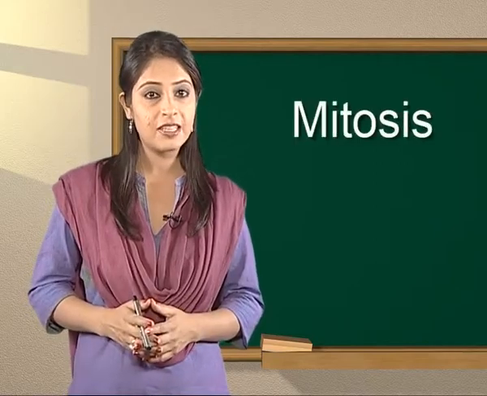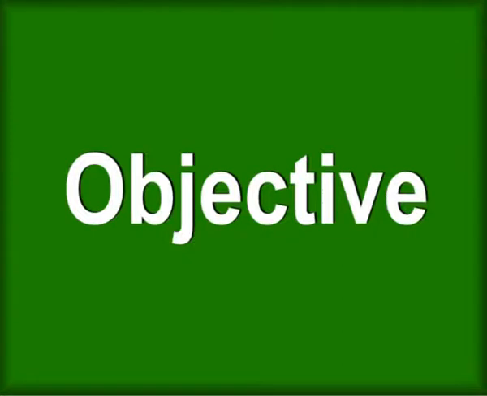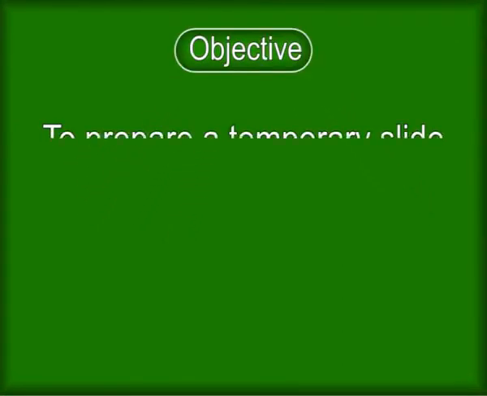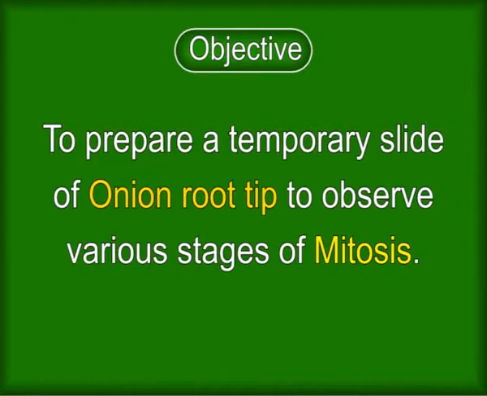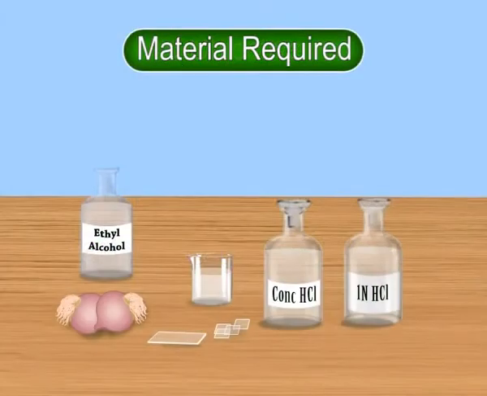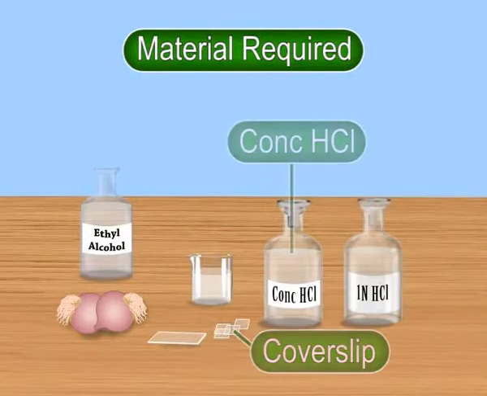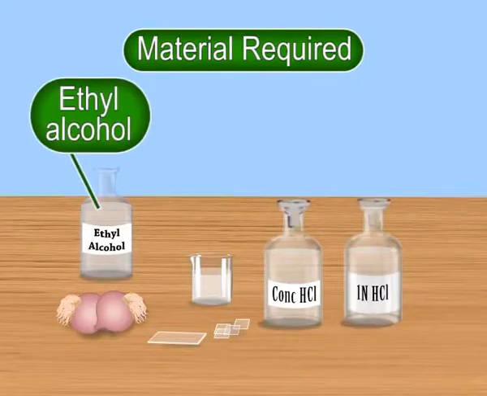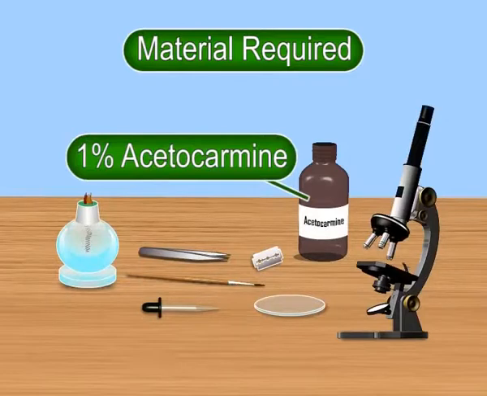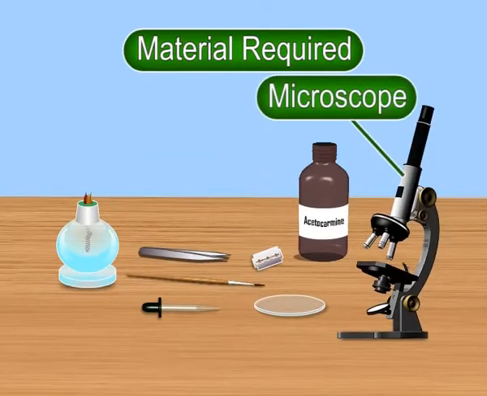Let us prepare a temporary slide of onion root tip to observe the various stages of mitosis in plant cells. The objective of this experiment is to prepare a temporary slide of onion root tip to observe various stages of mitosis. For this, we need an onion, beaker, water, slide, cover slip, concentrated hydrochloric acid, 1N hydrochloric acid, ethyl alcohol, 1% acetocarmine, brush, forceps, watch glass, blade, microscope, spirit lamp, etc.